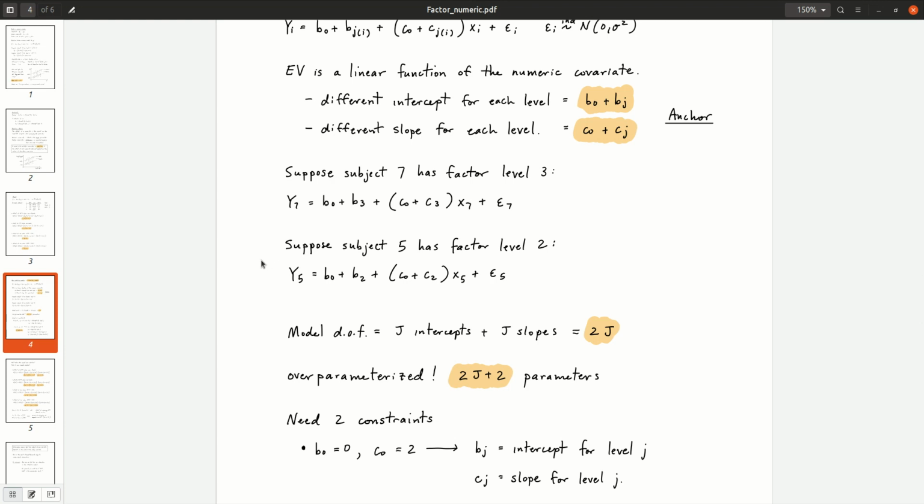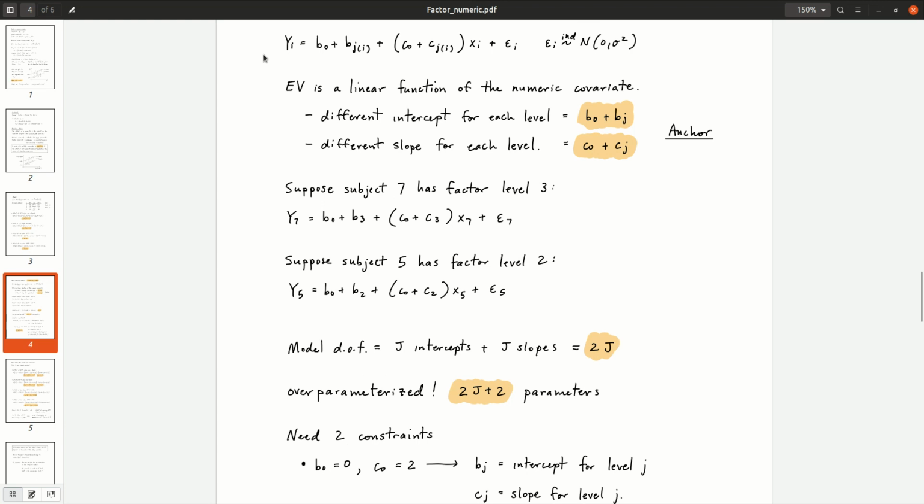Just to do another one, suppose subject 5 has factor level 2. You'll get b0 plus b2 plus c0 plus c2 times x5 plus epsilon 5. So here now, instead of b0 plus b3, the intercept is b0 plus b2. And instead of c0 plus c3, the slope is c0 plus c2. So both the intercept and the slope change. All right, so that's how it works in an example. I encourage you, if I write down a complicated model like this, to try to just plug in some numbers and make sure you understand how this works in specific cases.